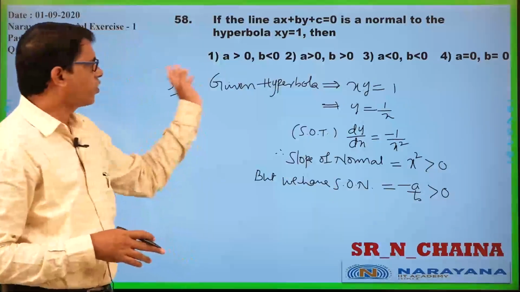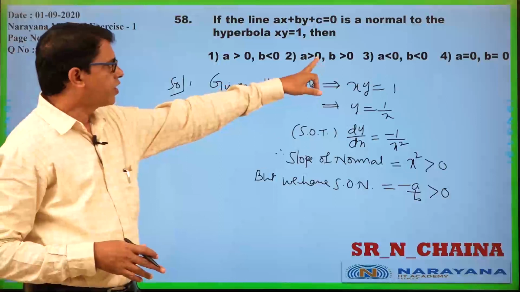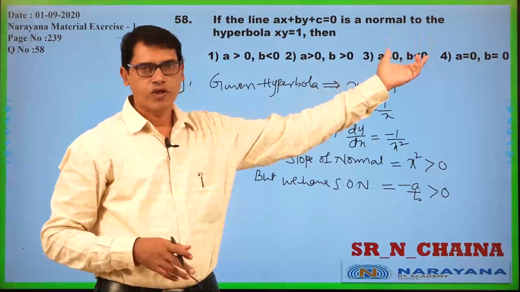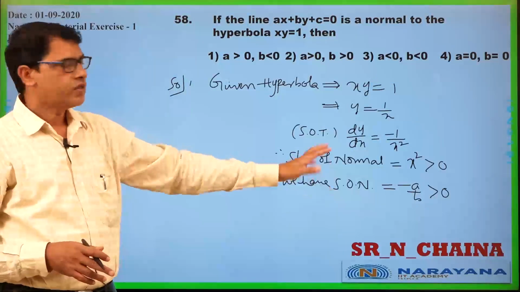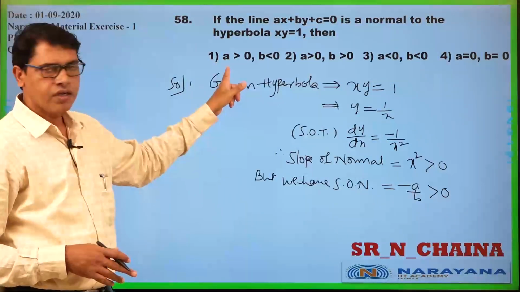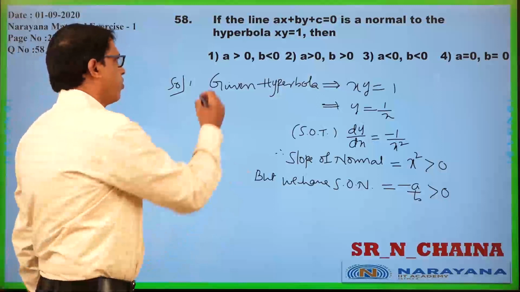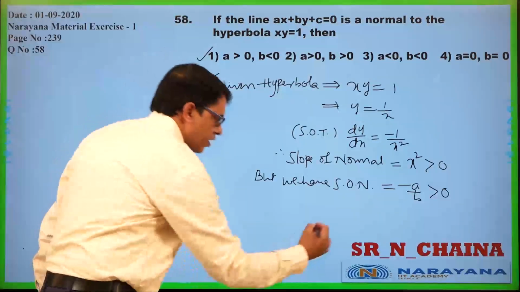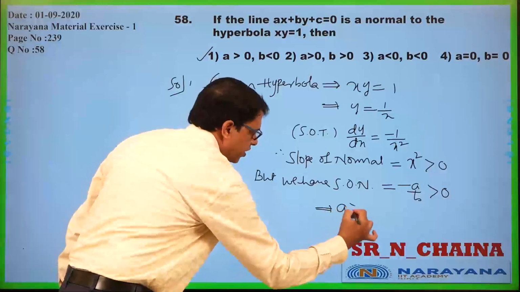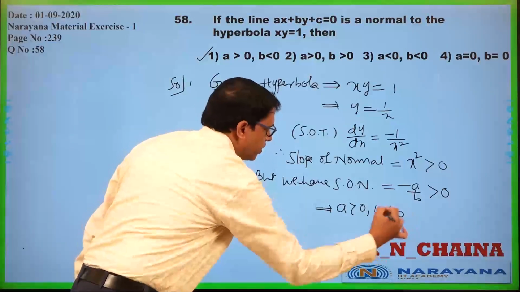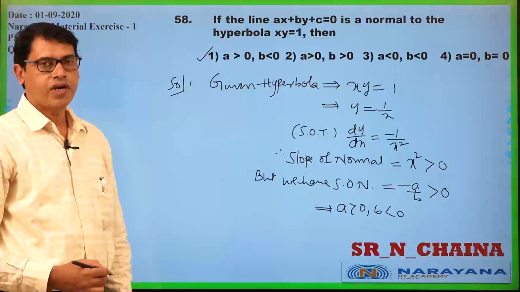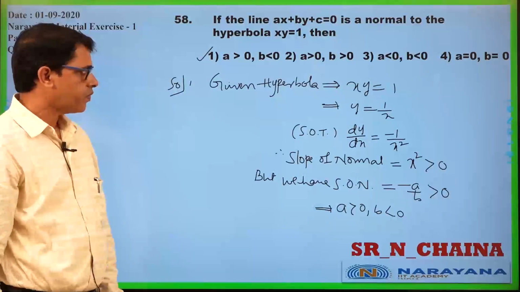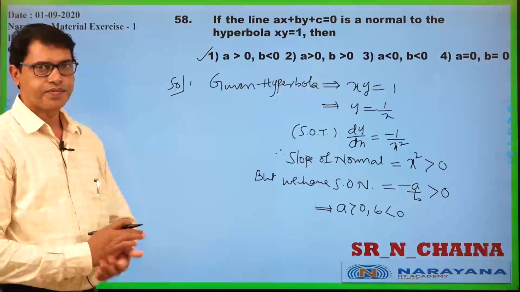Now look at the options. Same sign, not possible. Same sign, not possible. 0, 0 becomes an indeterminate form. So opposite sign is in option 1. Therefore, a must be positive and b must be negative. That implies a is greater than 0 and b is less than 0. Then the ultimate result will be positive. Okay? Again a simple one.